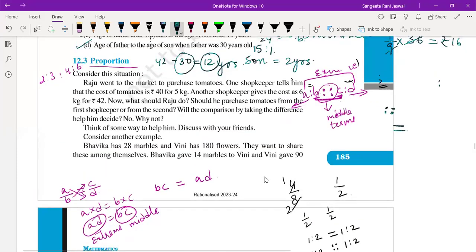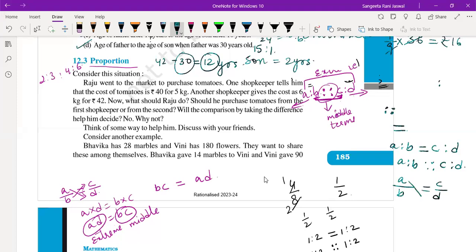Now, suppose you have the ratio A is to B is equal to C is to D. So we can write that two ratios are equal. That means the two ratios are in proportion. That is A by B is one ratio and C by D is another ratio.